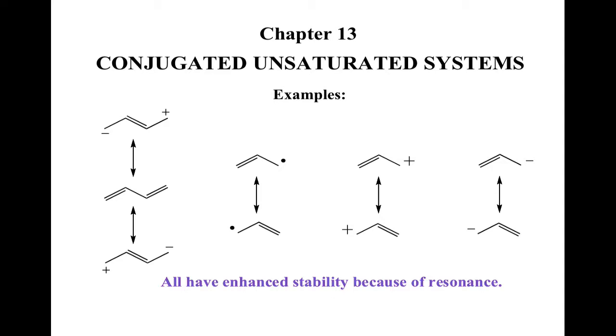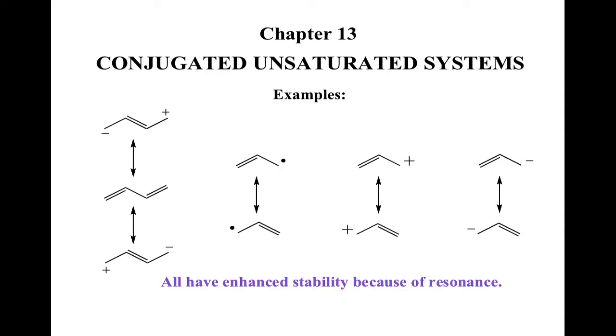We talked about radicals in chapter 10. These are allylic radicals. What can you tell me about these 2 resonance structures? Where must the radical be? On the terminal carbons. Where can it never be? It can never be in the middle. There is absolutely 0 electron or single electron density at the middle carbon. It's either on the left or the right terminal carbons, right?